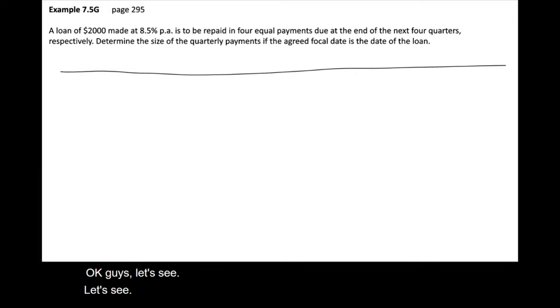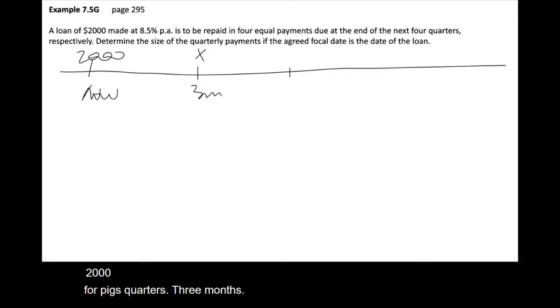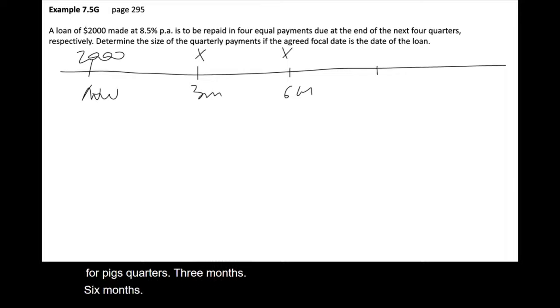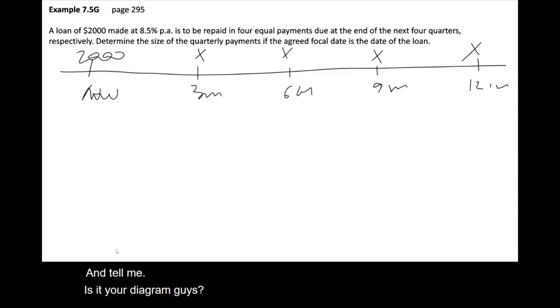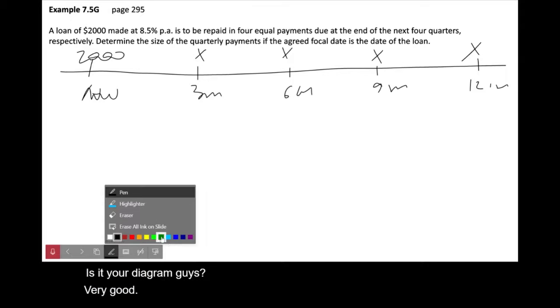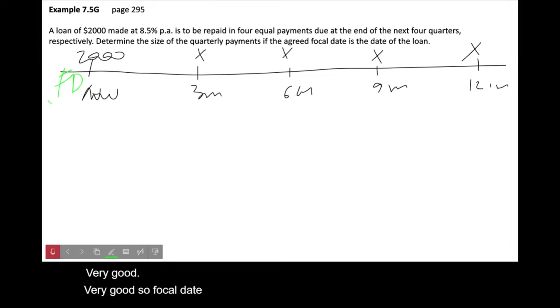Okay, guys, let's see. So what we have is 2000 now, and 4 payments, quarters: 3 months, 6 months, 9 months, and 12 months. Is it your diagram, guys? Very good. So the focal date is here. So we have a point where we move all the amounts.